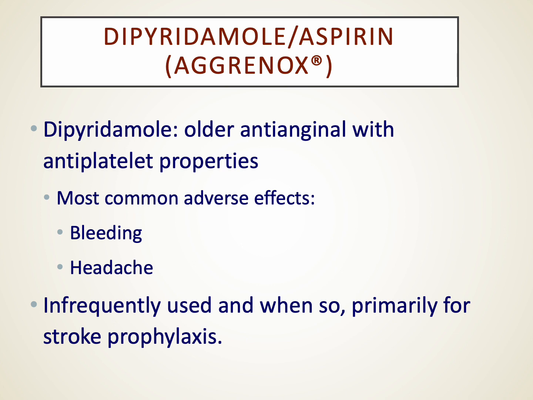Another agent less commonly used is dipyridamole, either alone or in conjunction with aspirin. It's an older agent that has some antiplatelet properties. It's sometimes used in patients who've had a CVA to prevent a future CVA, but probably not as commonly used now as some of the agents we've already talked about.